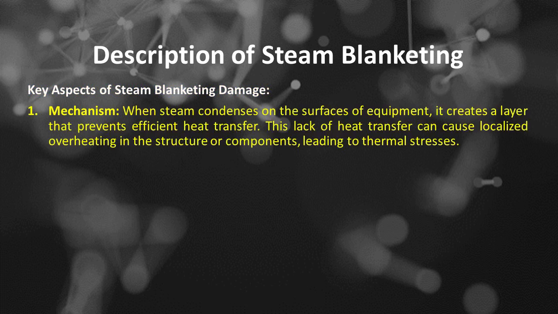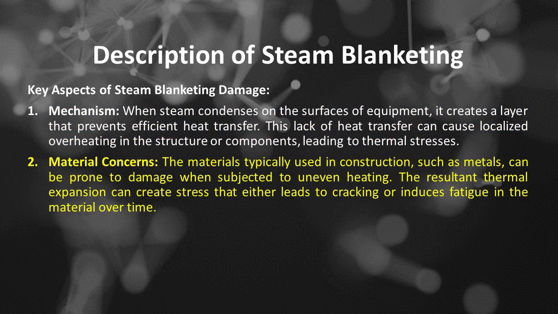Number 1 is mechanism. When steam condenses on the surfaces of equipment, it creates a layer that prevents efficient heat transfer. This lack of heat transfer can cause localized overheating in the structure or components, leading to thermal stresses. Number 2 is material concerns. The materials typically used in construction, such as metals, can be prone to damage when subjected to uneven heating. The resultant thermal expansion can create stress that either leads to cracking or induces fatigue in the material over time.